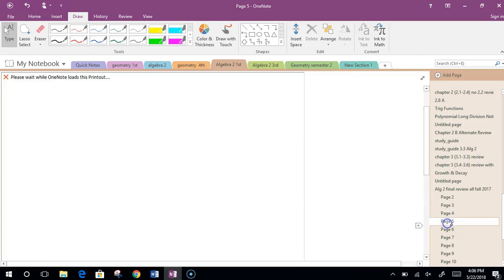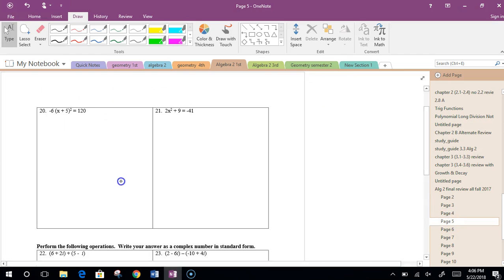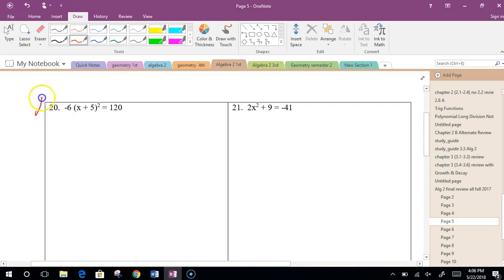Our next two problems, we put stars next to both 20 and 21. We said they were both probable questions for exam questions, so let's take a look. Again, our job here is to isolate the square. So we're going to divide both sides of this by negative 6, which leaves us the quantity x plus 5 squared equals negative 20. Now we're back to like we did in number 19.